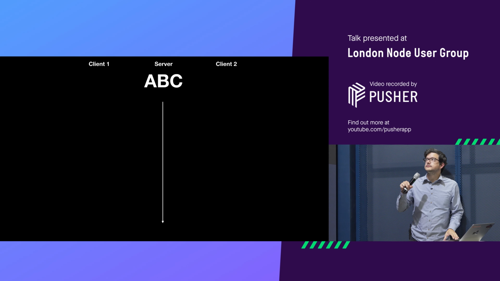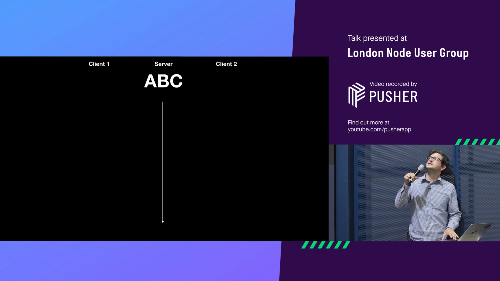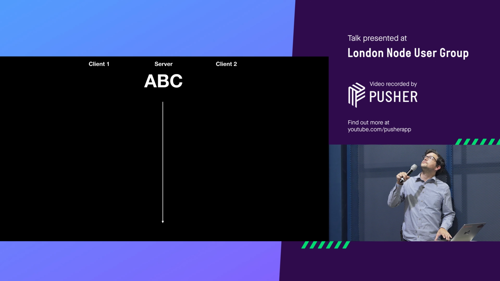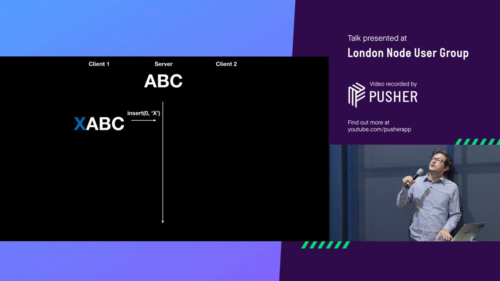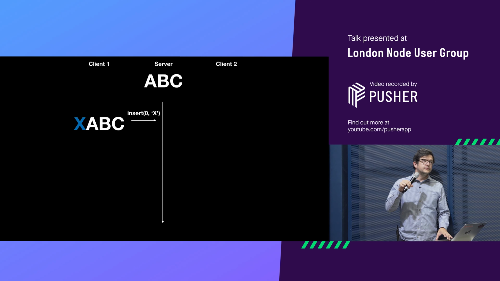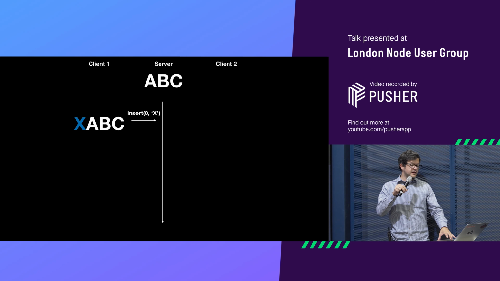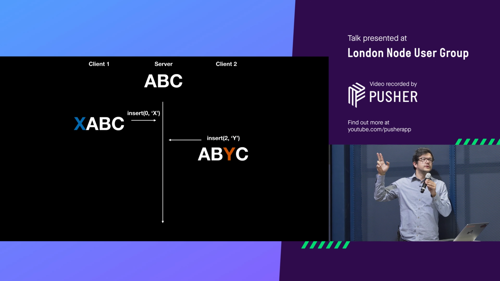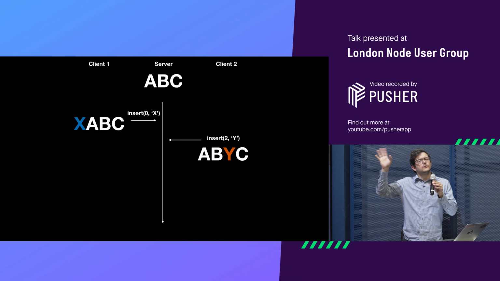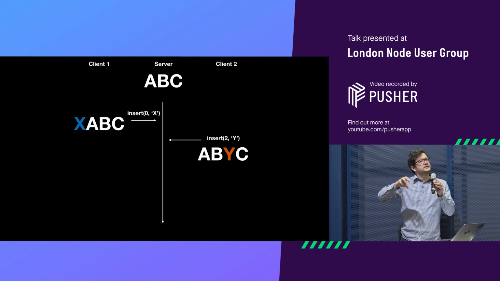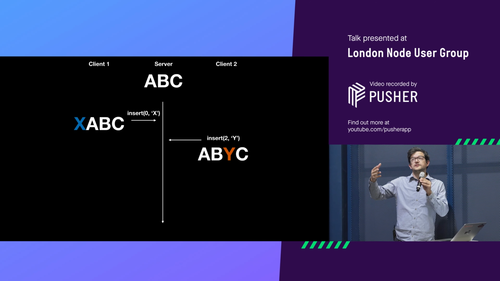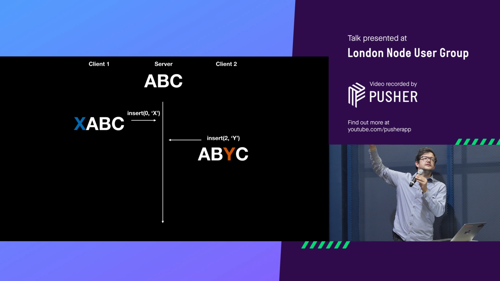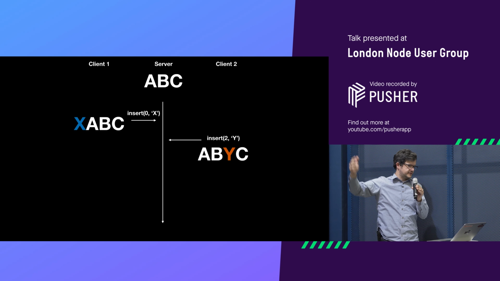So I've done a little animation that hopefully will simplify that a bit. So let's say the server has ABC in its state. Client 1 comes along and inserts an X at position 0. Now client 2, without knowing about client 1's change, wants to insert a Y at position 2. But more correctly, it doesn't care about what position it is. What we care about is context and preserving the intent of the change. The intent is to put a Y between B and C. That's kind of the more important part of this.